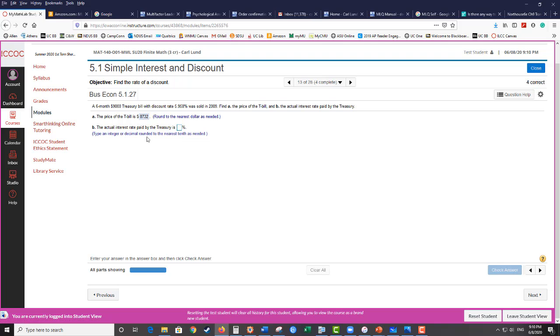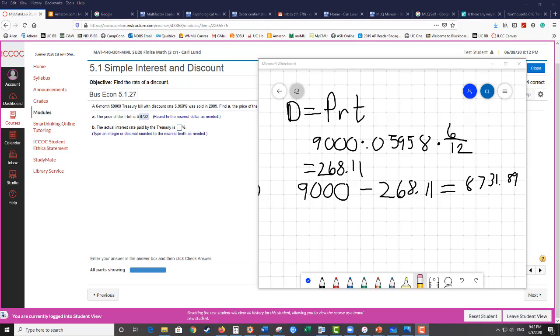And then the next part, we need to find what is the actual interest rate that the Treasury paid. So it says they're paying 5.958%. That's the face discount rate. The actual rate is not going to be the same. The rate varies depending on how much the Treasury bill is actually sold for, how much someone actually pays for it.